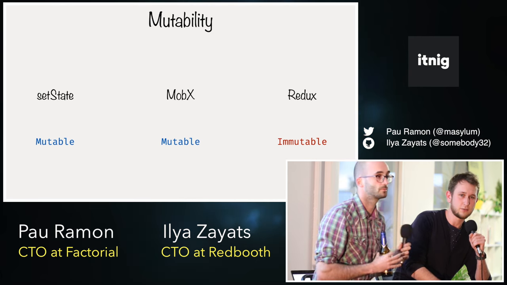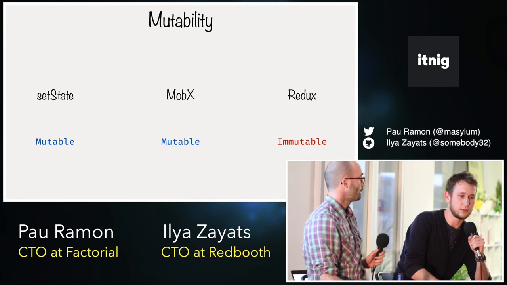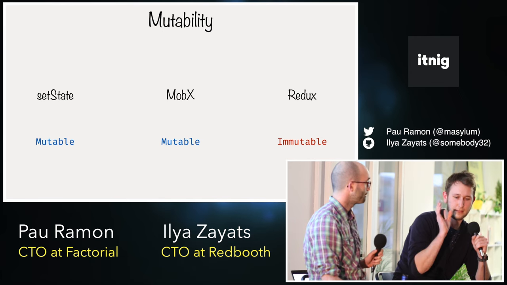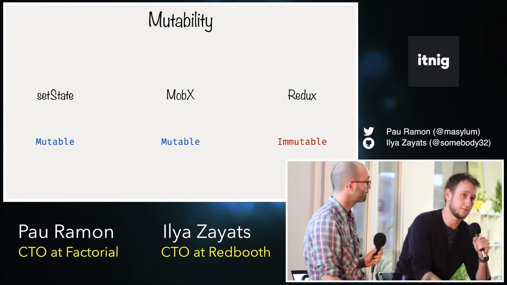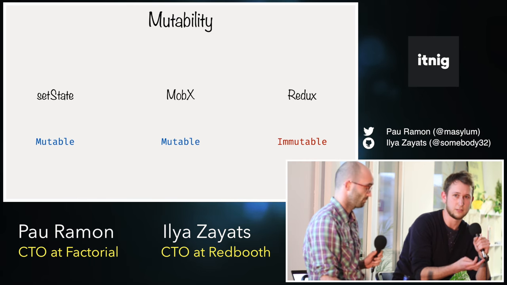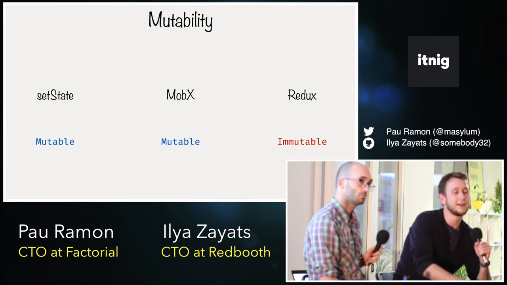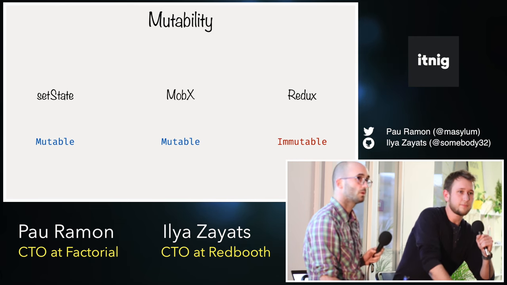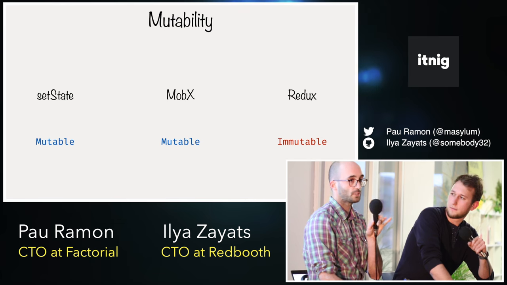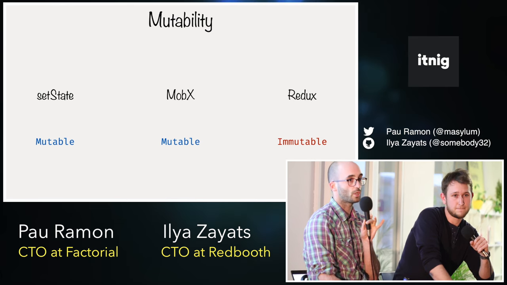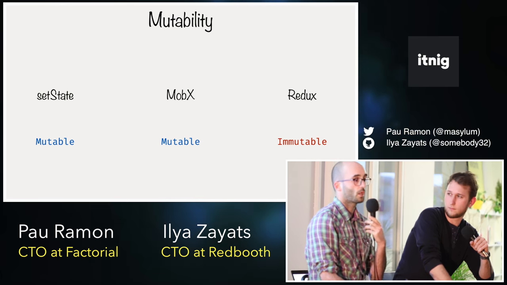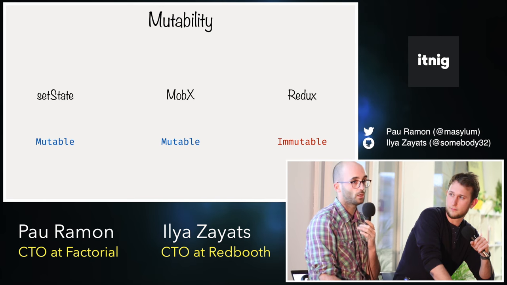Yes, so setState is not synchronous, but it's not really... The definition of setState is that you have two arguments. You pass a function that takes the previous state, or you can pass an object or a function. So there are two shapes of setState, and they're pushing more and more for the function one.